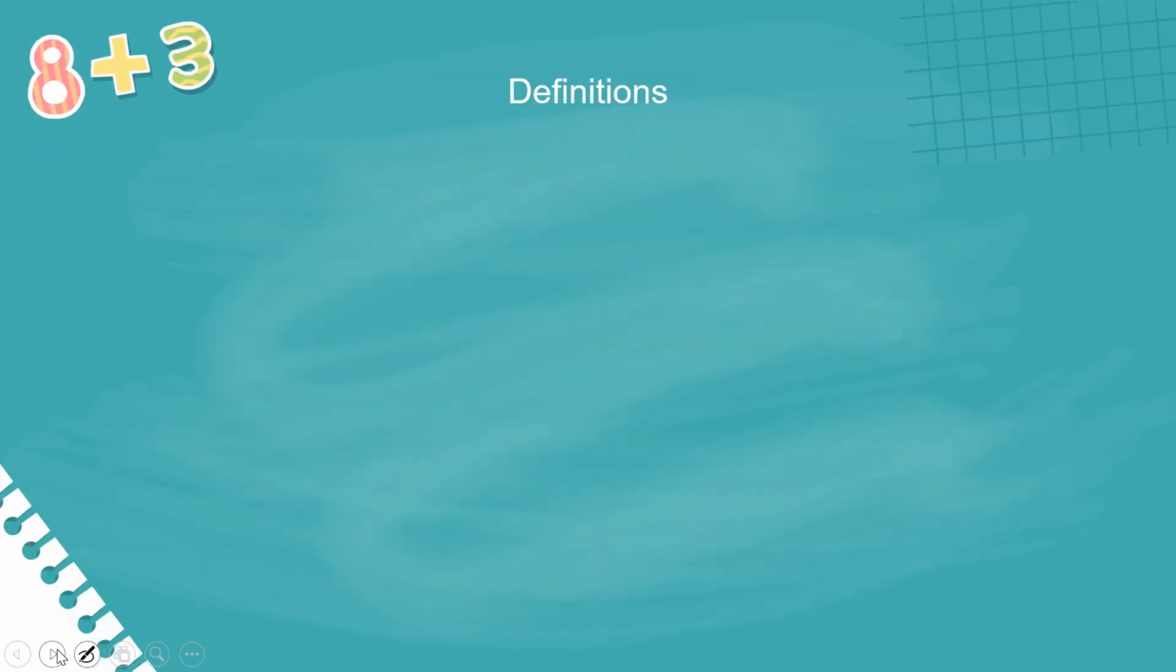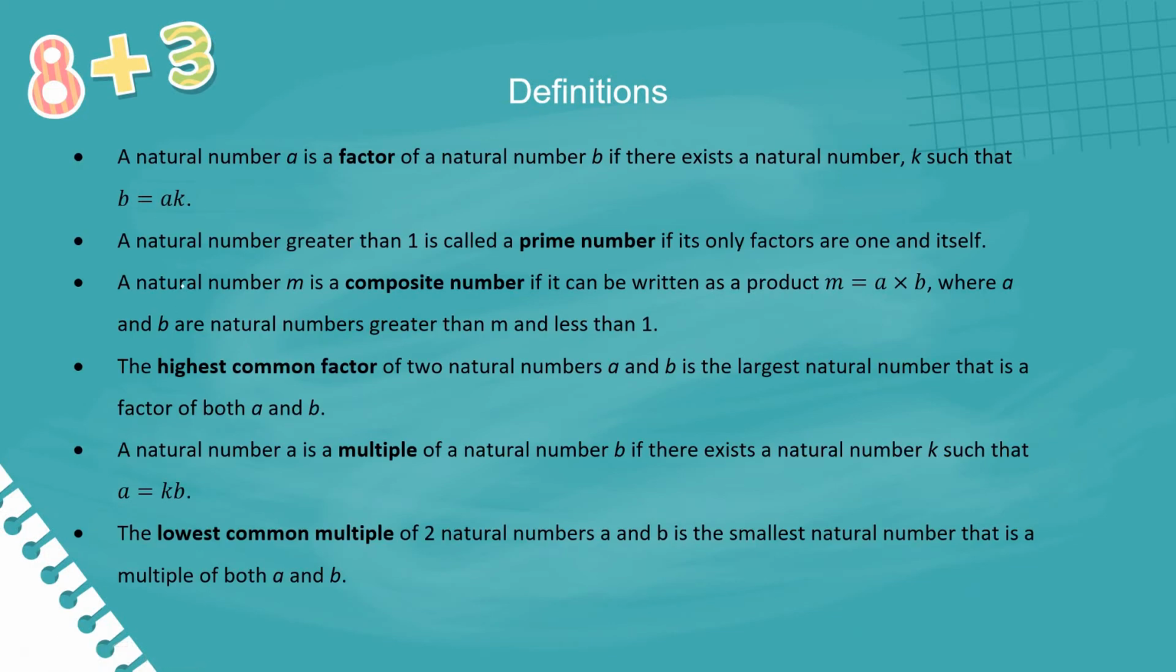So a few definitions, and these are things that you would have already known for a number of years. First one: a natural number A is a factor of a natural number B if there exists a number K such that B equals AK. So what we're saying is that A is a factor if I can multiply it by something to get the other number.